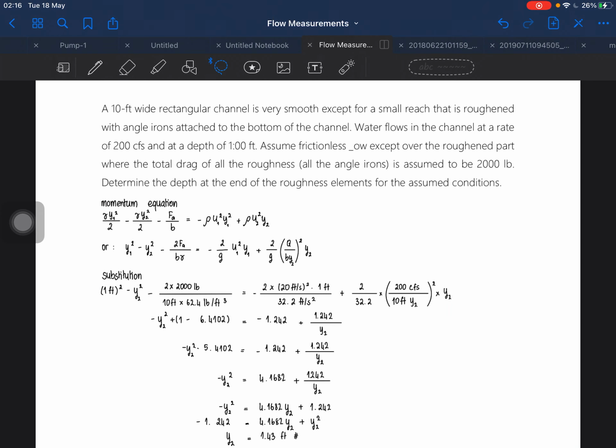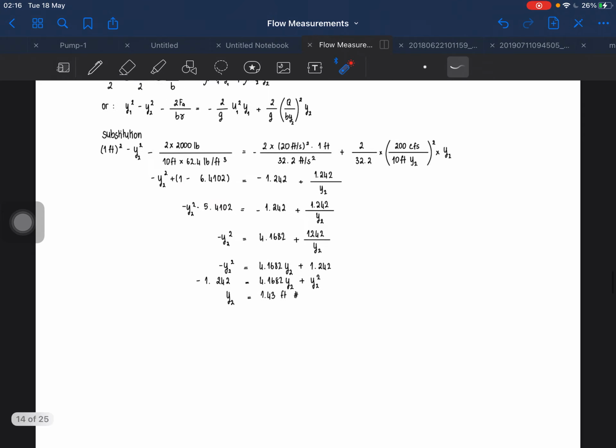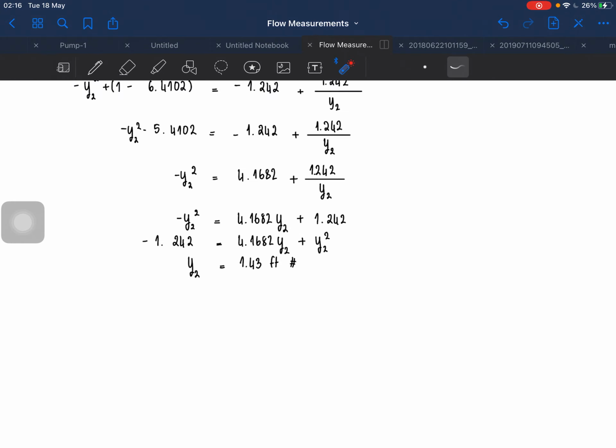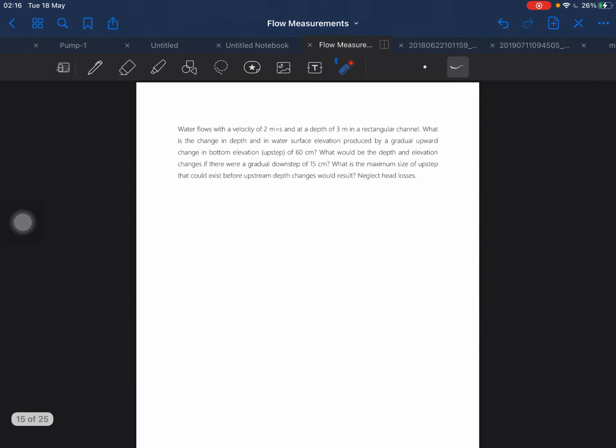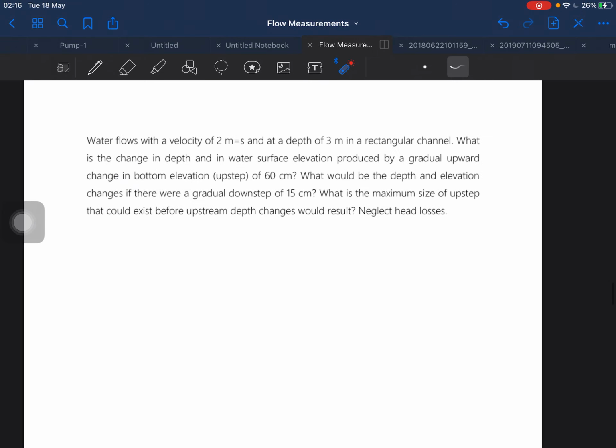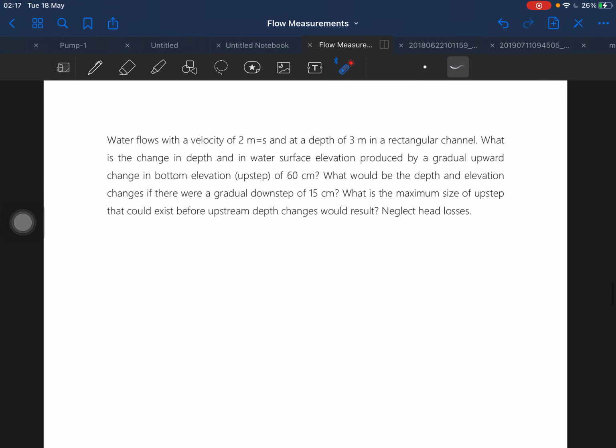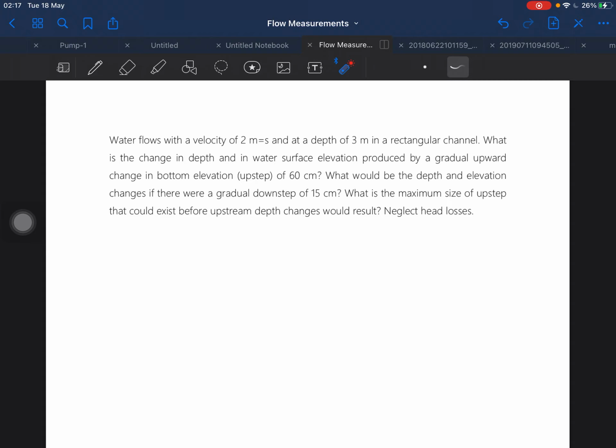Okay, so it says determine the depth at the end of the roughness element. So now we have determined the depth already. Okay, the next question, is it the same? Oh, it's not the same. So let's read the problem together.